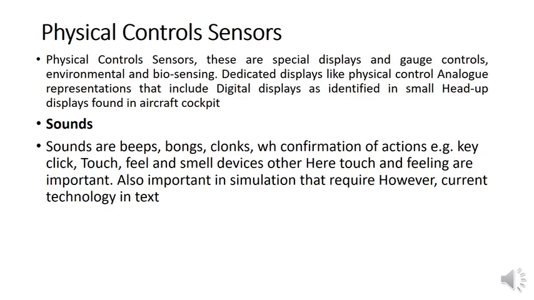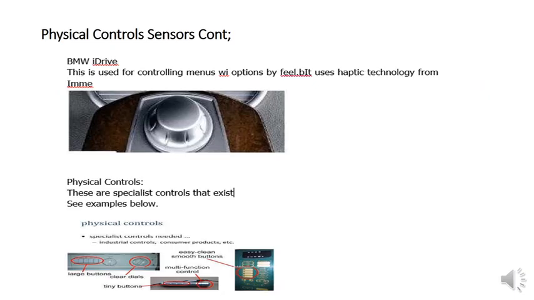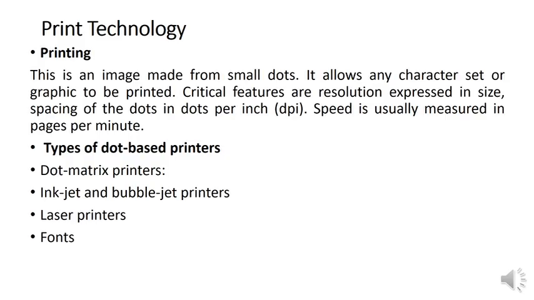Just like what we see in BMW iDrive. This is used for controlling menus. Wi-Fi option by Fitbit uses haptic technology. Then we have another physical control. These are specialized controls that exist. See the example. So most of these things are biosensing and they are very effective for physical control.